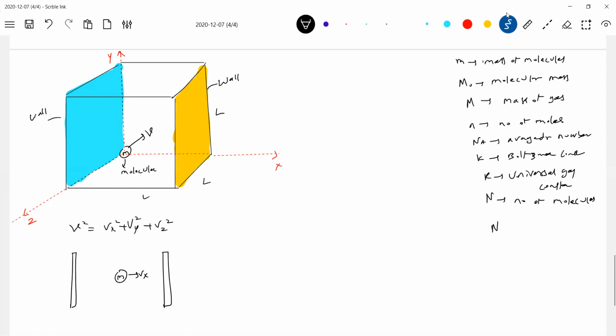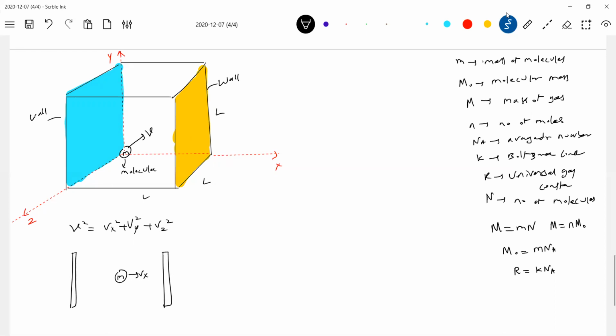So mass of gas, I can write it as mass of each molecule into number of molecules. Mass of gas, I can also write as number of moles into molecular mass. Molecular mass, I can write as mass of each molecule into Avogadro number. And R is equal to K N_A. These are some from your chemistry, what I just brought as ideas. Capital M is mass of gas. Mass of gas in terms of mass of molecule or molecular mass you can express.